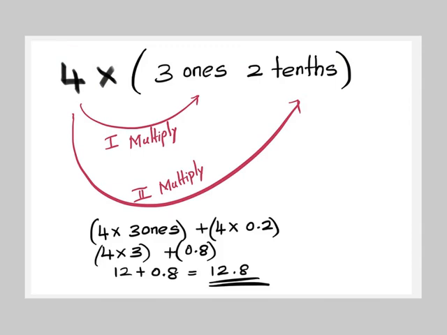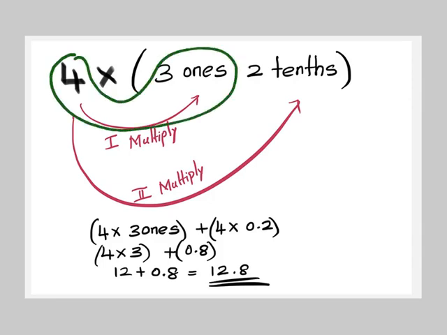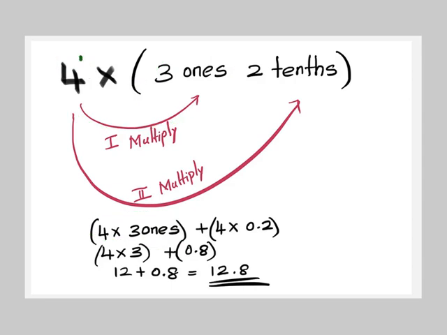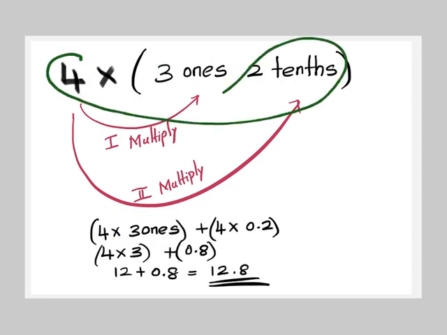So when you multiply 4, the first digit, with the first part, it's like 4 times 3 ones. That is how we get 4 times 3 ones. And then you have to make a plus sign. Then again, the first digit goes and multiplies the second part. So you get 4 times 2 tenths, which is 0.8.